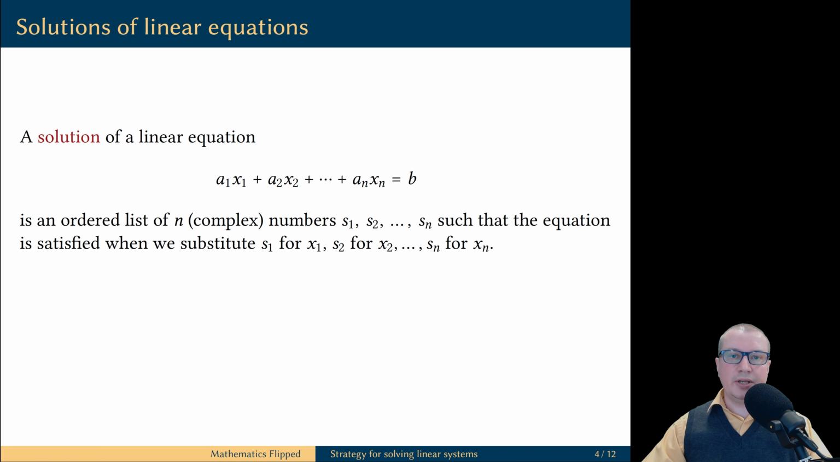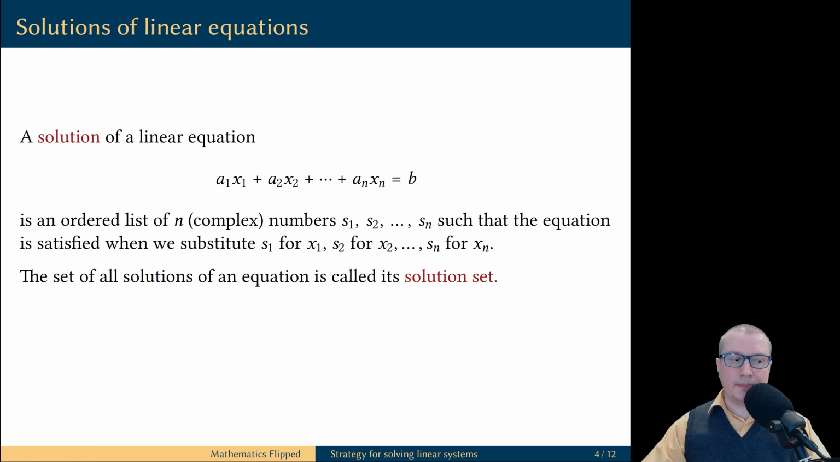A solution of a linear equation in n variables is an ordered list of n numbers, s1, s2 through sn, such that the equation is satisfied when we substitute the values of these numbers for the corresponding variable. So we substitute the first number in the list for the first variable, the second number in the list for the second variable, and so on. The set of all possible solutions of an equation is called its solution set. So the solution set contains all solutions to the given equation and nothing more.